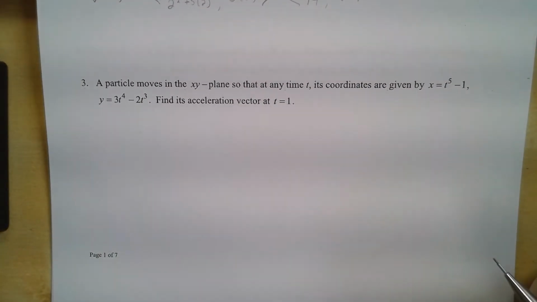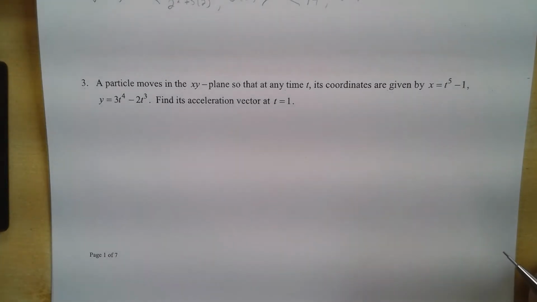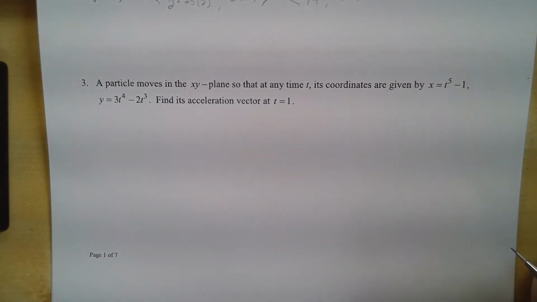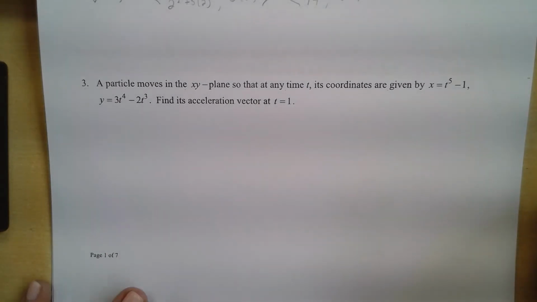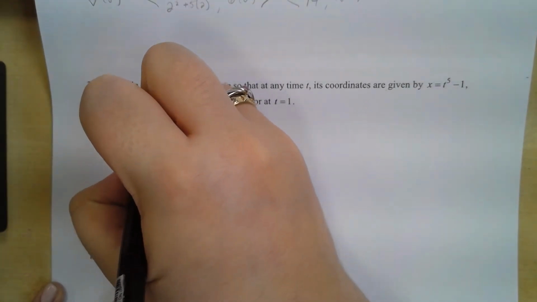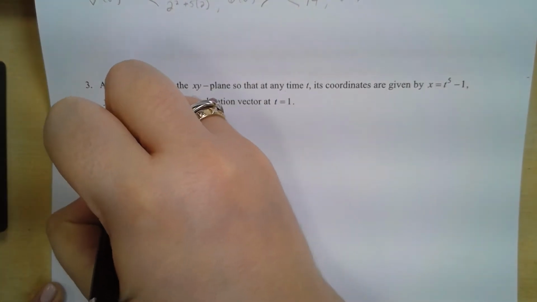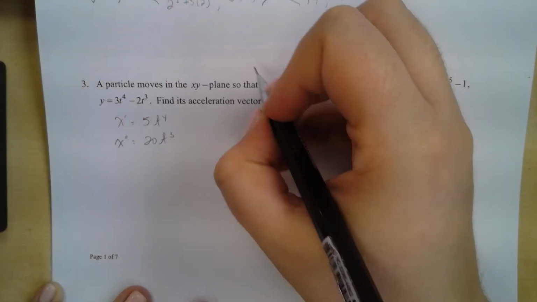A particle moves in the xy plane so that at any time t, its coordinates are given by x equals t to the 5th minus 1, y equals 3t to the 4th minus 2t cubed. Find its acceleration vector at t equals 1. Well, I'm going to do these separately. So x prime is going to be equal to 5t to the 4th, and x double prime is going to be equal to 20t cubed.